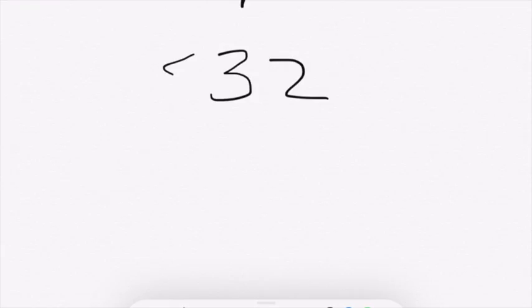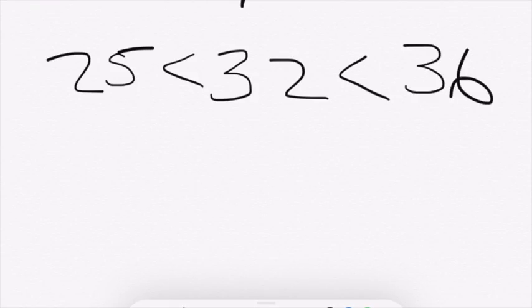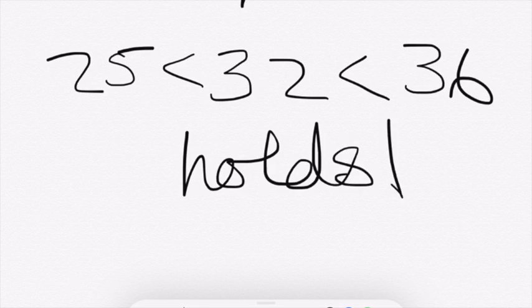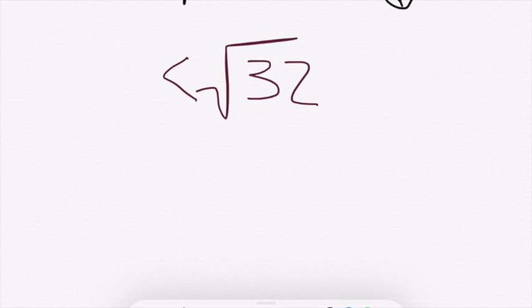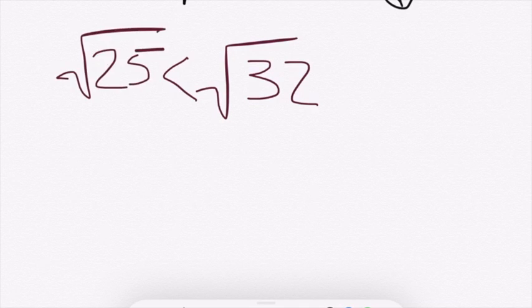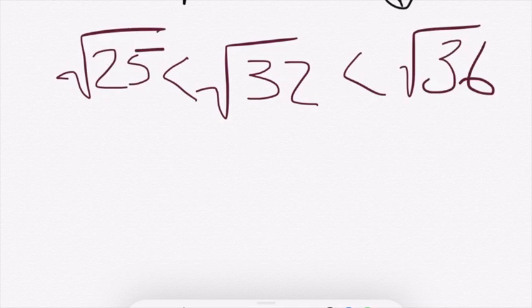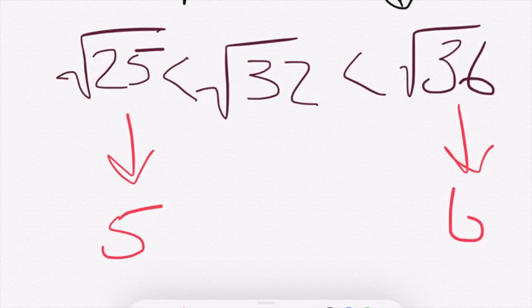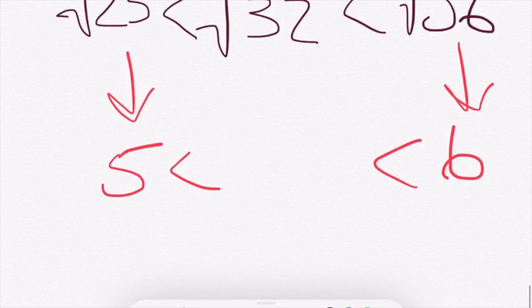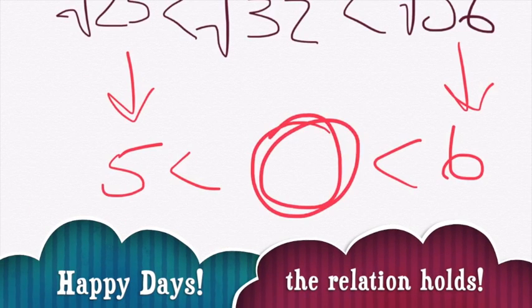So, we know that 32 is greater than 25 but less than 36. And that holds when we look at the square root. So the square root of 32 is greater than the square root of 25, and less than the square root of 36. This relationship holds. Now, because this relationship holds, if we take the square root, it also holds. So when we consider the square root of 25, we get 5. When we consider the square root of 36, we get 6. So the square root of 32 is going to be in between this 5 and this 6.